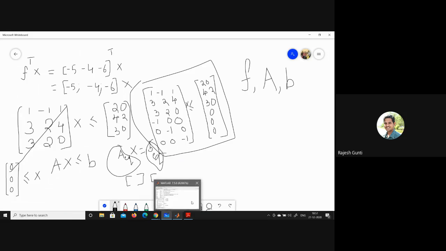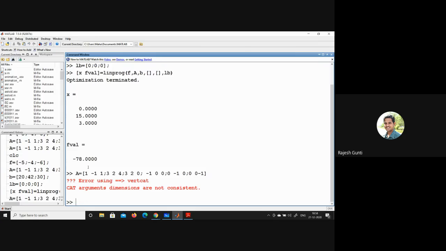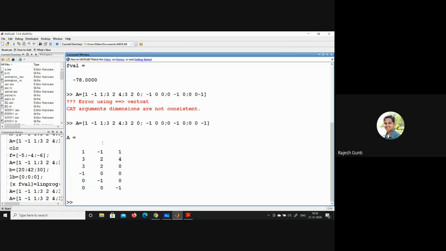F is already there. A I am changing now. Capital A is equal to 1, minus 1, 1; 3, 2, 4; 3, 2, 0; minus 1, 0, 0; 0, minus 1, 0; 0, 0, minus 1. This is the matrix.